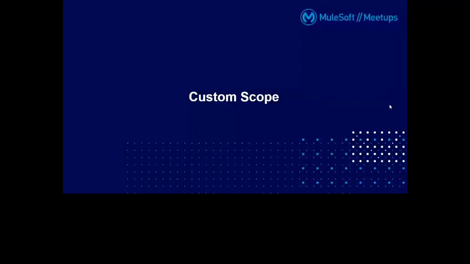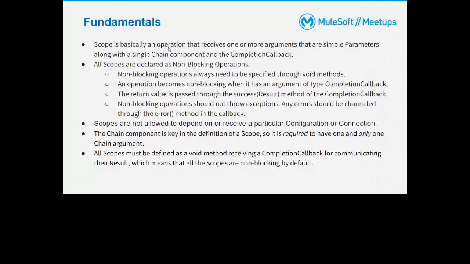Starting with the custom scope fundamentals. There are a few things which you need to understand before creating any scope. You might have come across different meetups where we create custom policies or custom connectors. Unlike connectors, scope is a little bit different, but the first few steps follow the steps of creating connectors itself. A scope is basically an operation that receives one or more arguments that are simple parameters, along with a single chain component and the completion callback. So to create a scope, it is very important to understand that we need to have a chain component and a completion callback. Moving forward, I will show you why and how that helps.